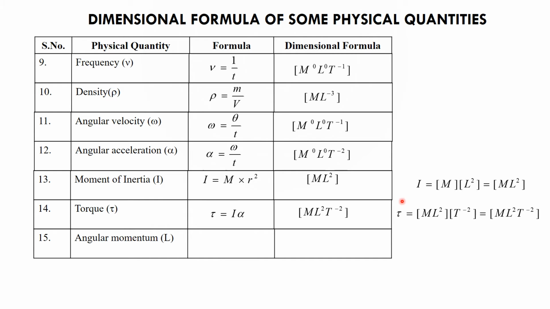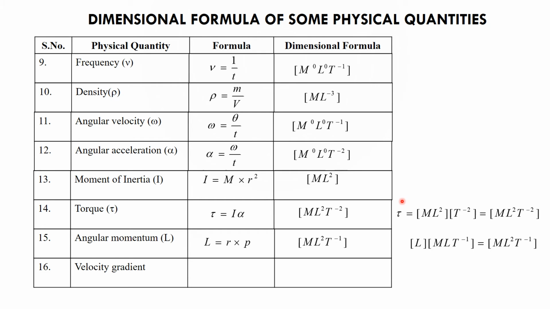Angular momentum. There are two kinds of momentum. One we studied earlier, which was called linear momentum. This is the other one, called angular momentum. And the formula is L is equal to R into P, or R cross P. R is L and P, linear momentum, was MLT^-1. So it is ML^2 T^-1.